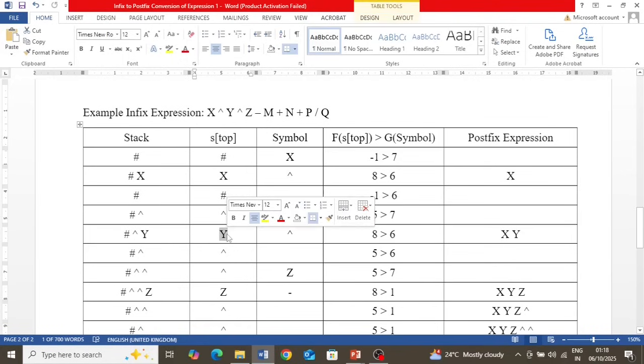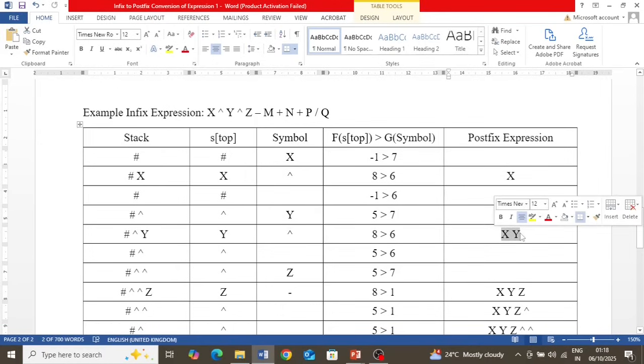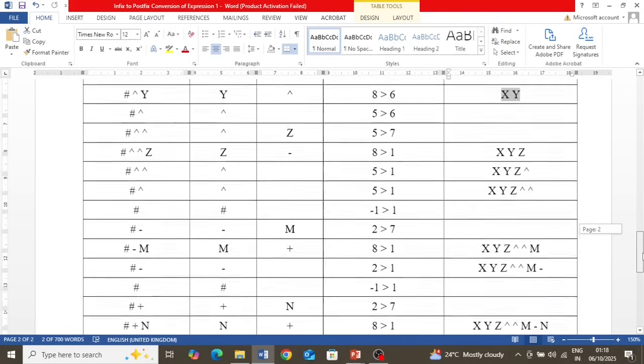Compare between y and the dollar symbol, or raised to symbol. The y value in the function f is 8, whereas the raised to symbol value in the function g is 6. Is 8 greater than 6? Of course yes. According to step number 1 of the algorithm, pop the highest precedence value from the top of the stack and place it in the postfix expression. So the resulting postfix expression will be x and y. Apply this algorithm for the rest of the contents.